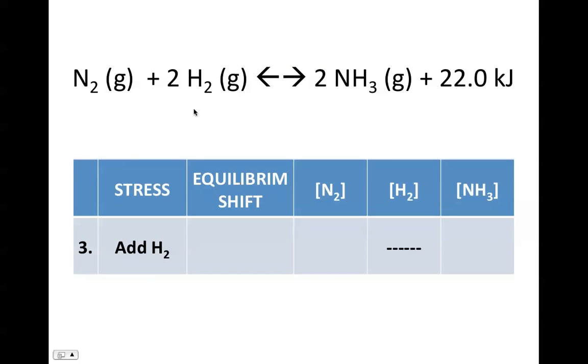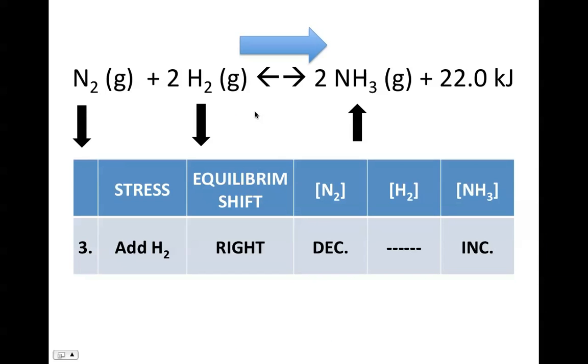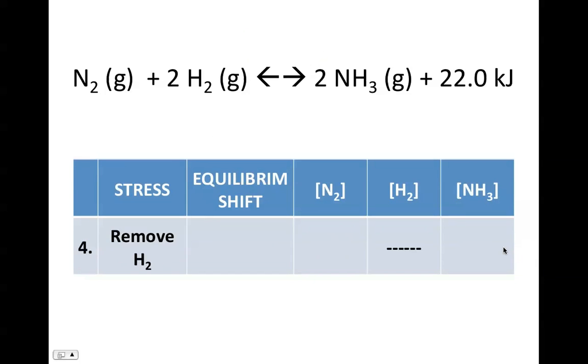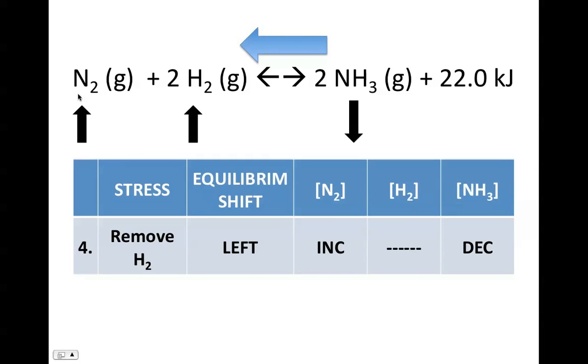Basically, H2 is going to be the same as N2. For H2, I'm going to cause the exact same thing, shifting right, decreasing my other reactant, increasing my product. For removing H2, same thing as when we removed N2. I'm going to shift to the left. I'm going to increase N2 and decrease ammonia.